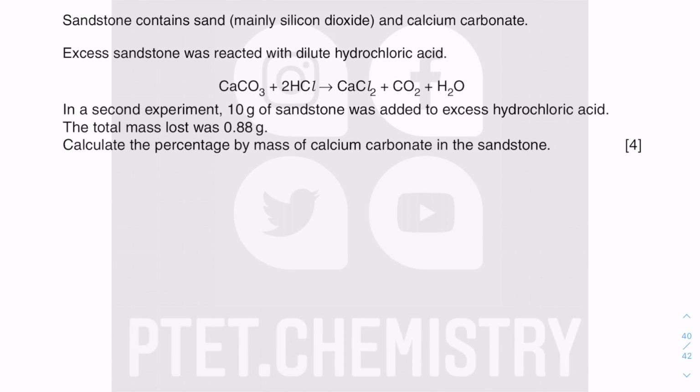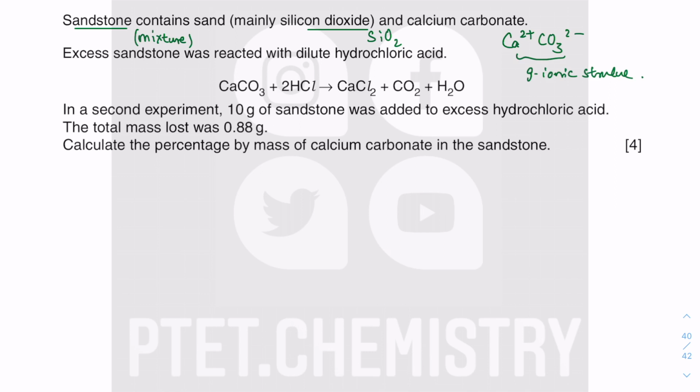So we have calcium carbonate, which is, sandstone is a mixture. So it contains silicon dioxide. Silicon dioxide was first covered as a giant covalent structure or giant molecular structure. Calcium carbonate is an organic compound. Sorry, not an organic compound, but an inorganic compound. It is a giant ionic structure.